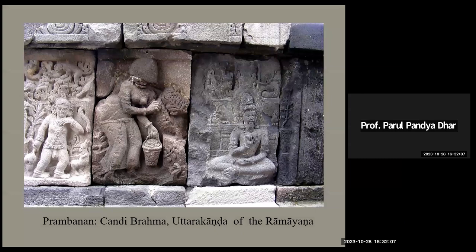Interestingly, this version that is sculpted on the Prambanan temple is similar to the later 16th century textual version of the Malay Hikayat Siri Rama, which also narrates the episode of the creation of Kusha by Maharishi Kali, that is the localized name for Valmiki.